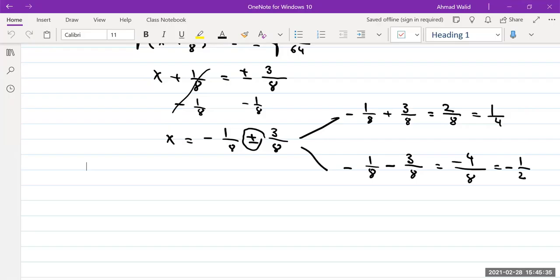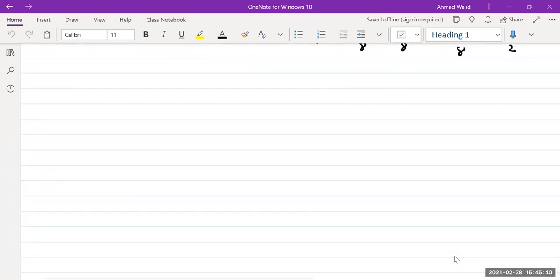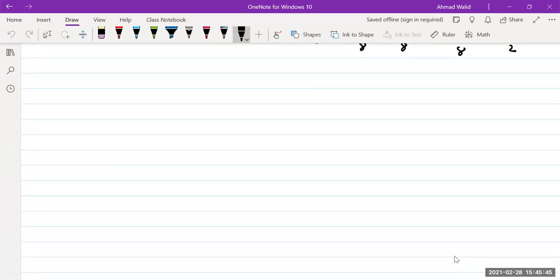Hello all, let's discuss the last part of section 1.5. Still we are in 1.5. That was a long section. Again, the last part of section 1.5, still we are dealing with solving quadratic equations, but this time the last method, the fourth method of solving quadratic equations, and this method is using the quadratic formula.